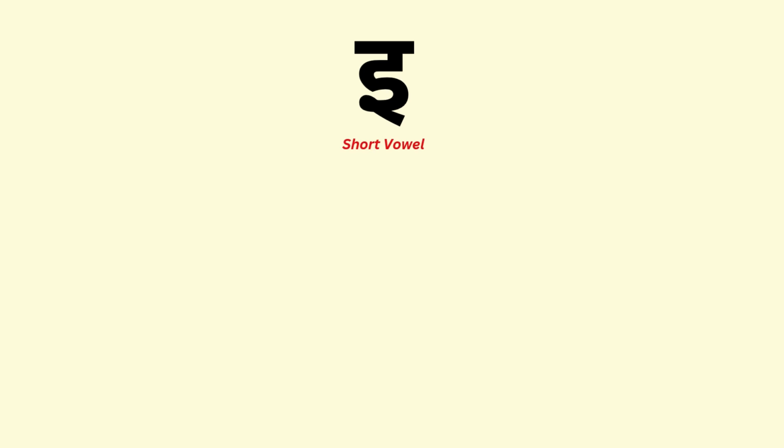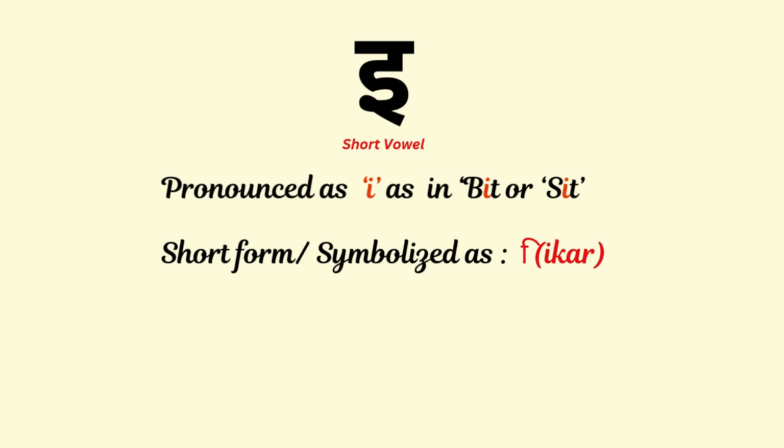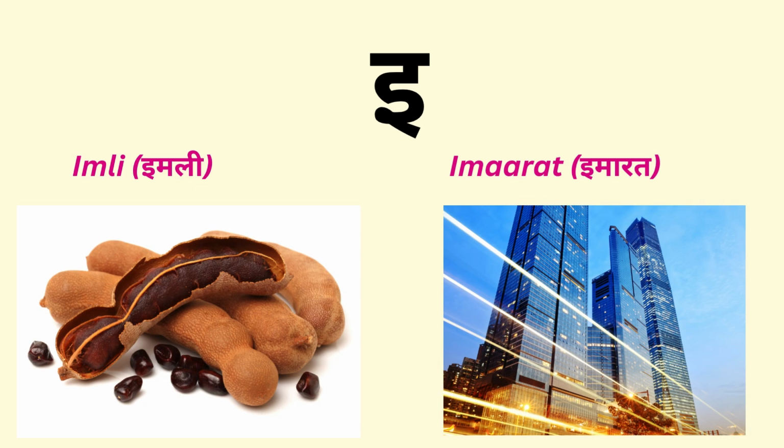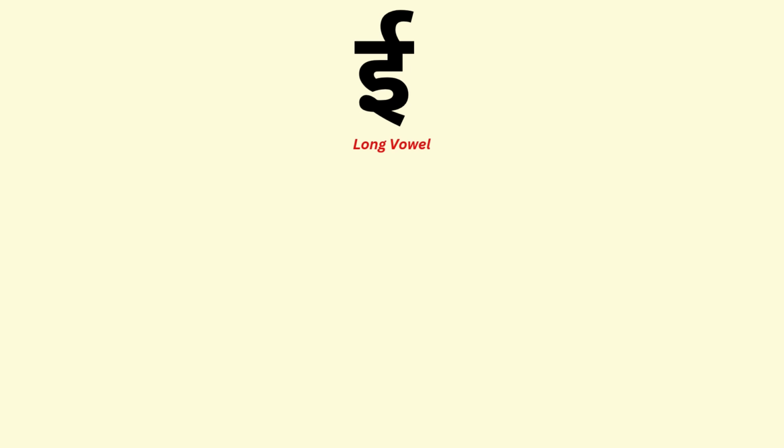Then we come to E. E is pronounced as the I in the word bit or sit. It's a short vowel and is represented by this symbol. The matra is written before the consonant whose sound it affects. For example, ki or mi. Words starting with E are imli, that is tamarind, and imarat, that is a building.